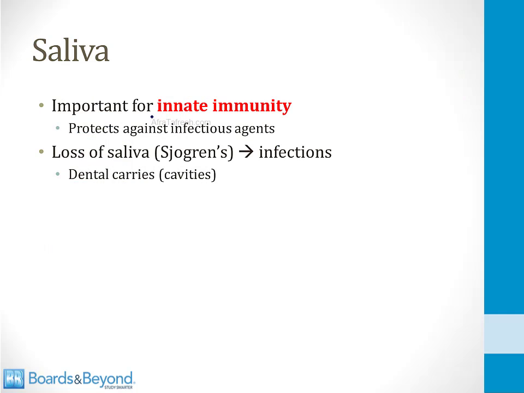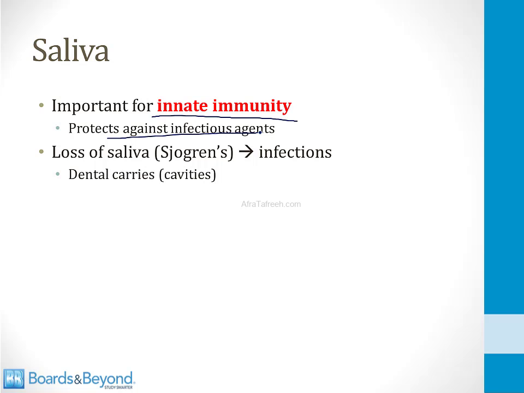Saliva is an important component of innate immunity. The innate immune system is our immune system that can react at a moment's notice, in contrast to the adaptive immune system of B and T cells, which takes several days to get going. And saliva is part of the innate immune system and therefore protects us against infectious agents.